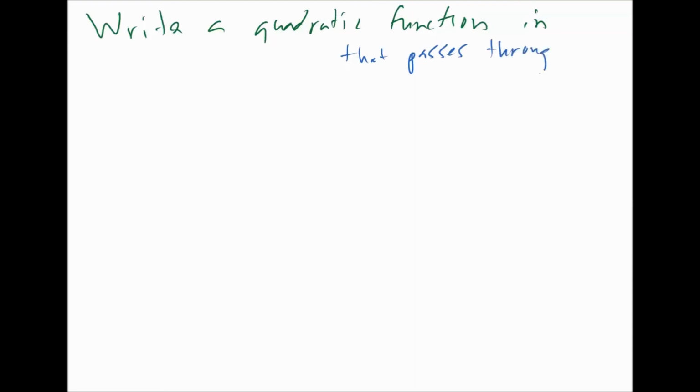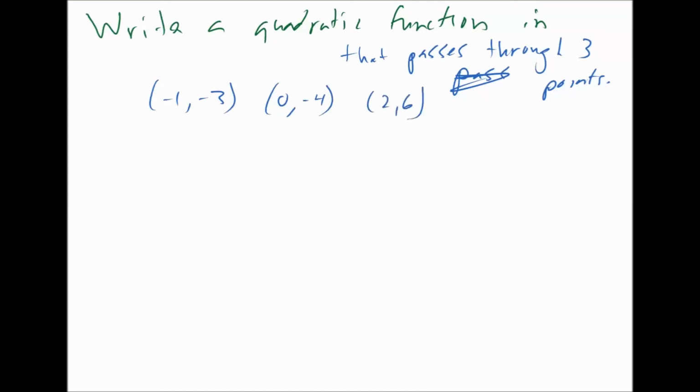So this one, they don't give you the vertex, they don't give you the x-intercepts, they just give you 3 points. And you have to figure it out. So my example is, they say this quadratic function passes through (-1, -3), (0, -4), and (2, 6). Now we could graph that out and put those points, but I think you know where those are.